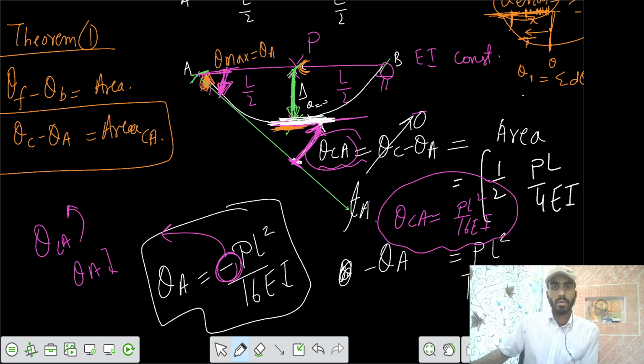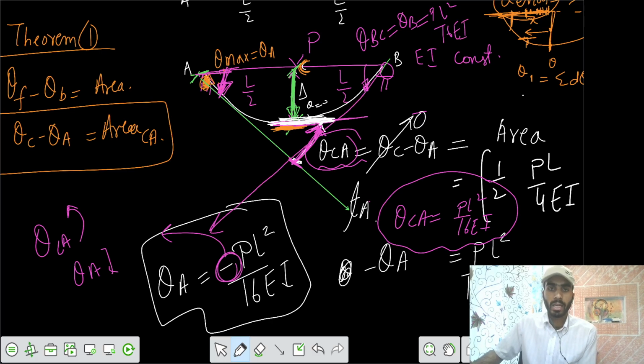And if you want to find the theta at B, you would get both theta BC equals theta B. That would be positive PL square by 16 EI. You have to draw the tangent from B, and with respect to that, if you draw the tangent from B, you would get this one. So your theta would be a clockwise theta.